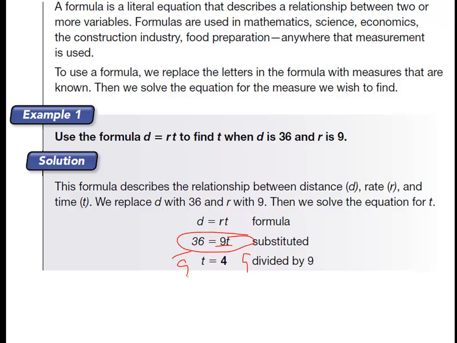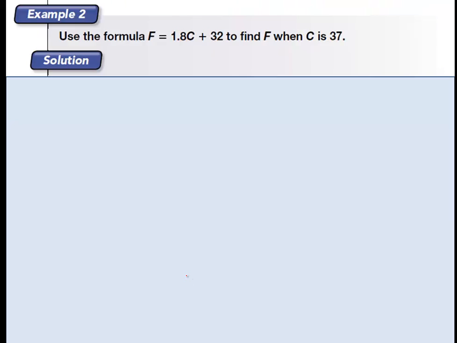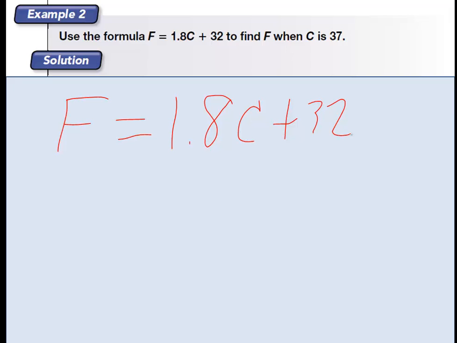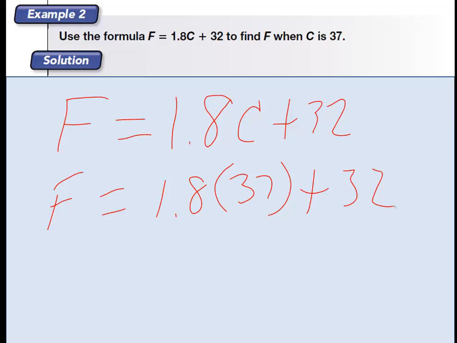So we know how to do this. It's just another way of looking at it. So using the formula of Fahrenheit equals 1.8 Celsius plus 32, using that formula, it wants you to find out what Fahrenheit is when Celsius is 37. So Fahrenheit equals 1.8 times 37 plus 32. And if you do that math, then you'll get Fahrenheit. Then you just multiply these two together, add the 32, and you get your answer.